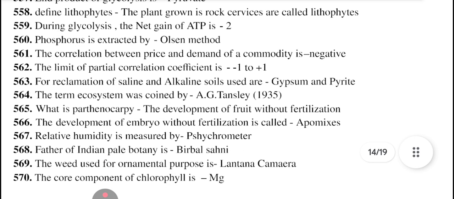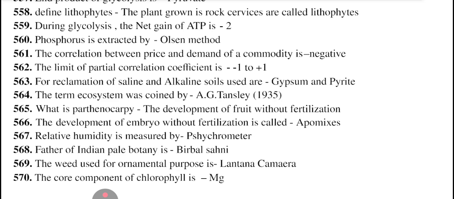The correlation between price and demand of a commodity is negative. The limit of the correlation coefficient is -1 to +1. The reclamation of saline and alkaline soils uses gypsum and pyrite. The term ecosystem was coined by Tansley in 1935. Parthenocarpy is development of fruit without fertilization. Development of embryo without fertilization is apomixis.